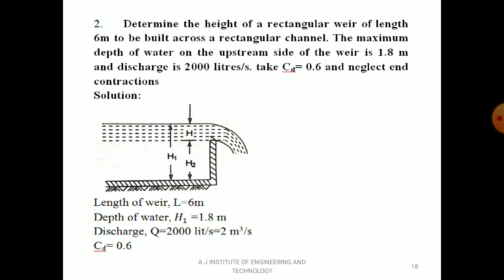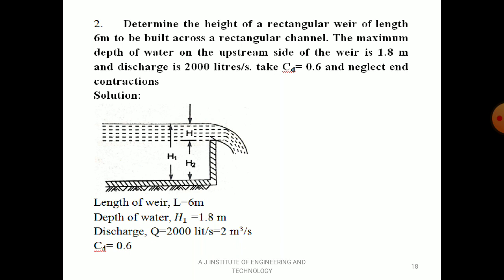Now second problem: determine the height of a rectangular weir of length 6 meter to be built across a rectangular channel. The maximum depth of water on the upstream side of the weir is 1.8 meter and discharge is 2000 liters per second. Take CD equal to 0.6 and neglect end contractions.